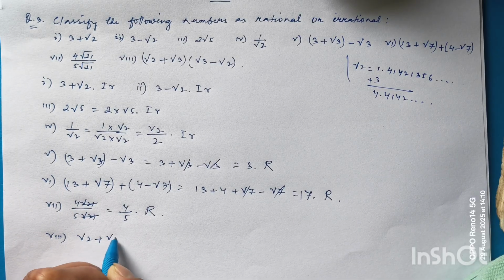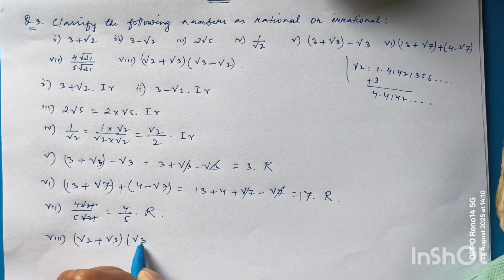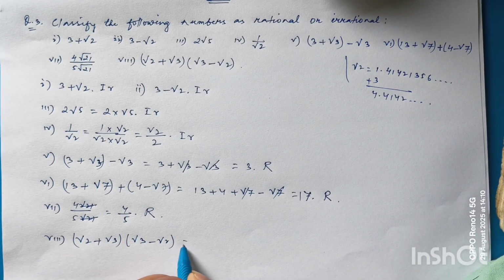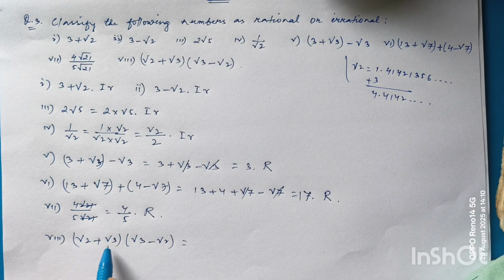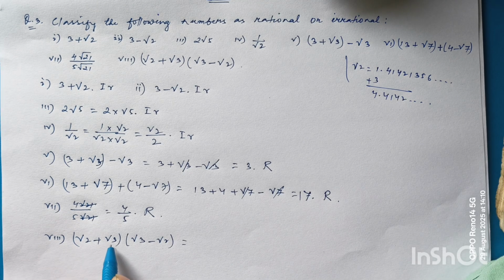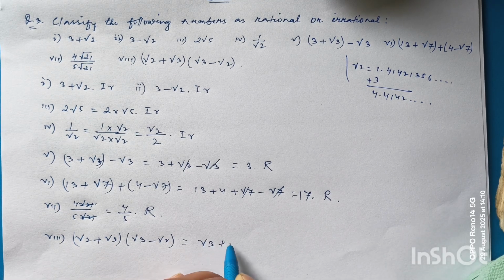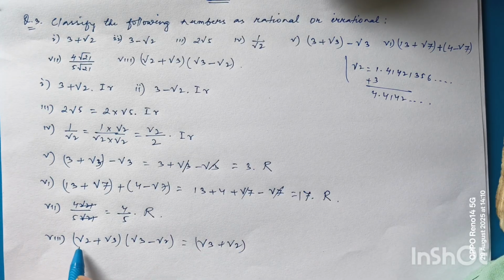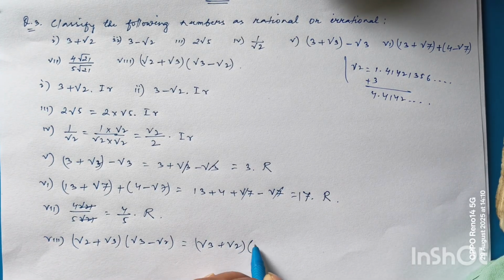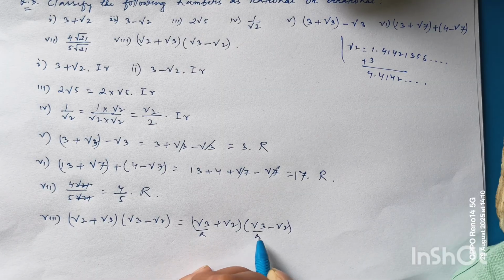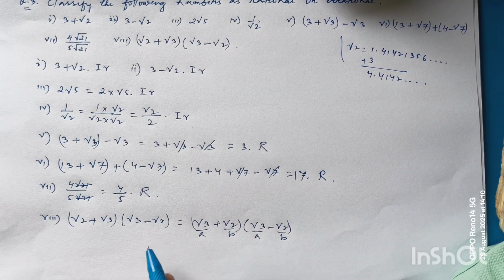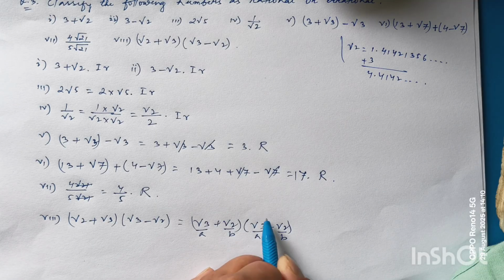Root 2 plus root 3 into root 3 minus root 2. So this one we can express in an easy way. Now here root 3 minus root 2 is there. So root 2 plus root 3 we can also write as root 3 plus root 2 because addition is commutative. So root 3 plus root 2 into root 3 minus root 2. Here we can use the identity. Let's take root 3 as A, root 2 as B. That means which identity are we going to use? A plus B whole, A minus B whole.